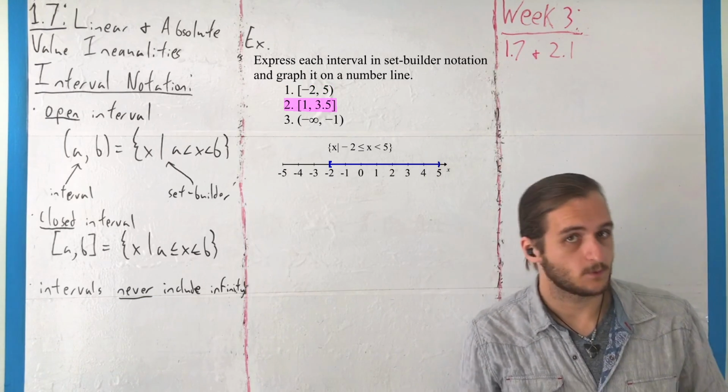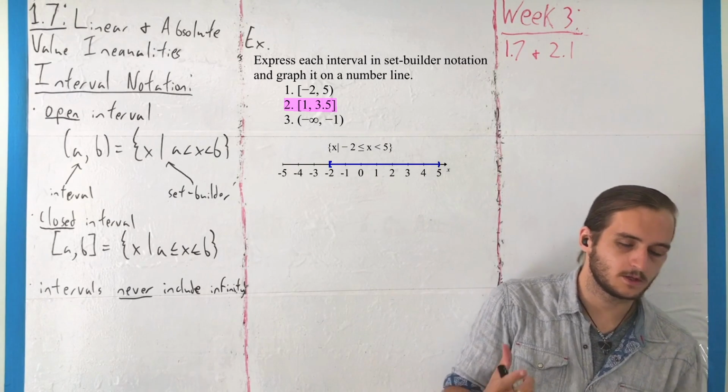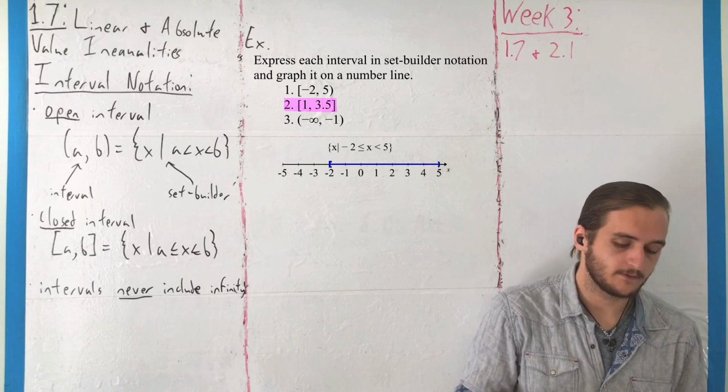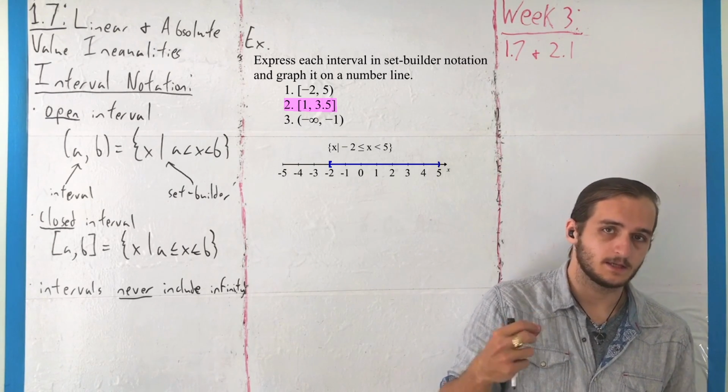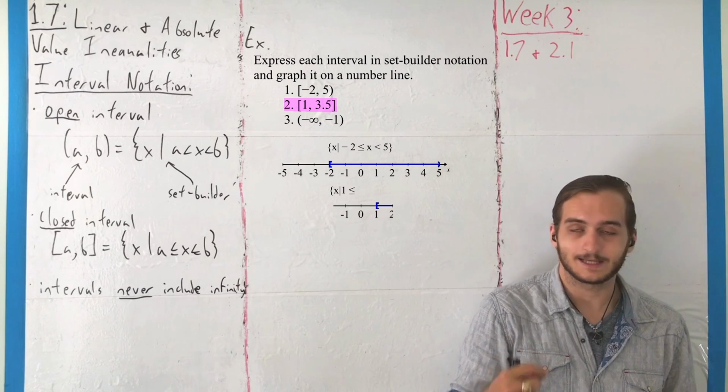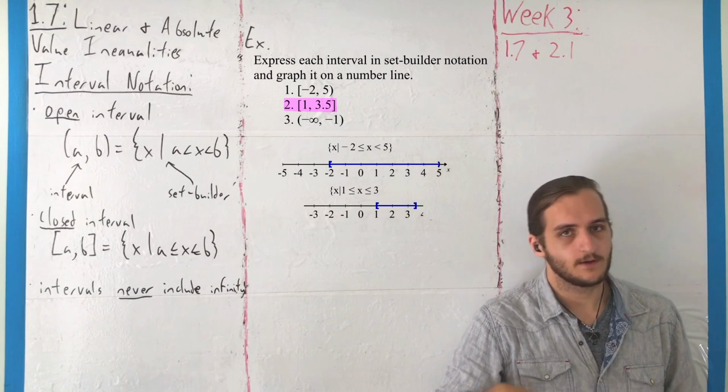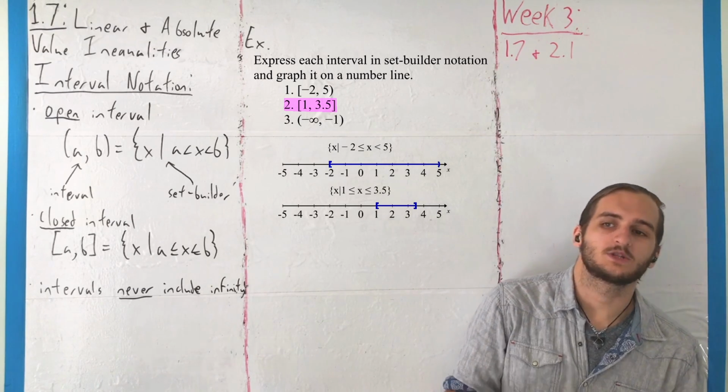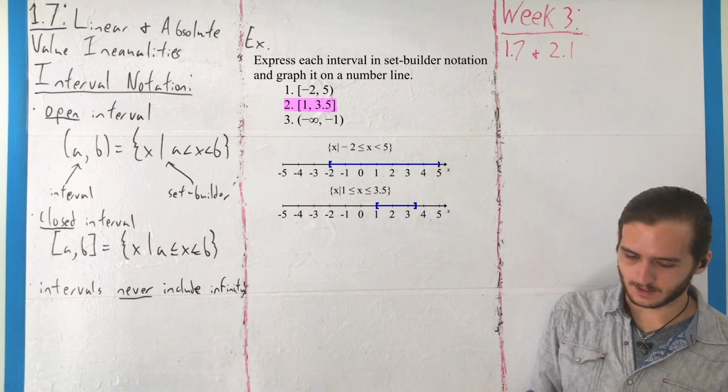Meanwhile, in the second case, we don't have to worry about that quite as much because we're doing the closed interval from 1 to 3.5, so our set will look like the set of x values such that x is less than or equal to 3.5, while itself being greater than or equal to 1, which I'm aware I said backwards, but I think you get the idea.